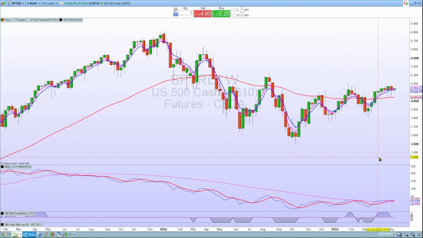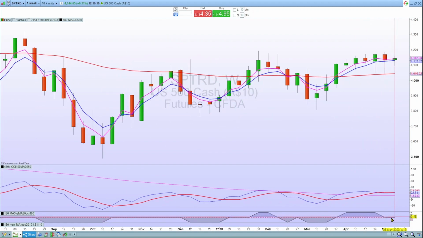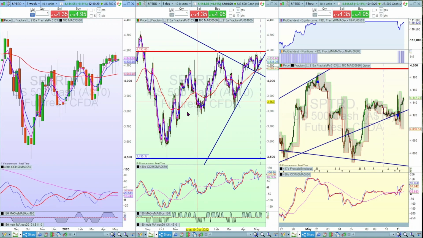On the weekly, first off, we look at the triple moving average, 3, 5 and 60, to see if it is in alignment with the CCI 150 moving averages 5 and 50. If they are, as in they were bullish a few weeks ago, that is showing a bullish signal. If they're both bearish, it shows a bearish signal, and where we are today, it's showing a neutral signal, which means one of the indicators is not lining up with the other. So avoid going long or short based on the weekly trend of the S&P.